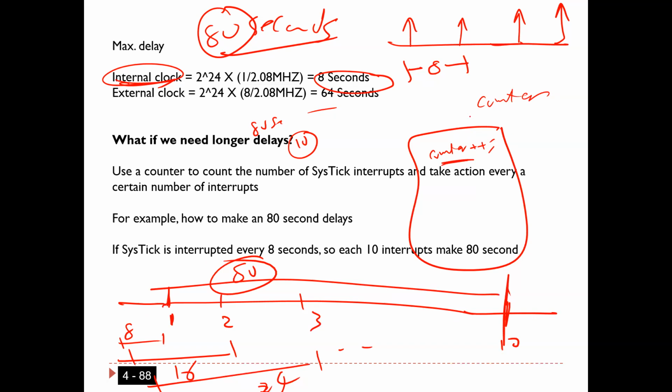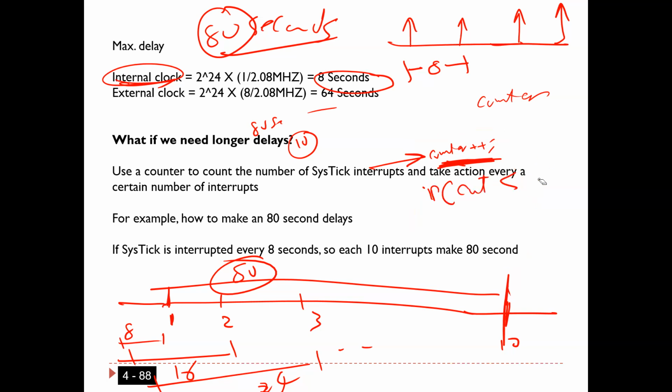So what you have to do is, number 1, you have to increment a variable. Number 2, you have to check if this variable is less than 10. Why 10? Because I want to do something every 10 interrupts. Every interrupt is going to be 8 seconds, that means every 80 seconds. Is that okay? So if it is equal to 10, now you can do something. If not, you are going to leave the interrupt subroutine. Is that okay? Any questions?